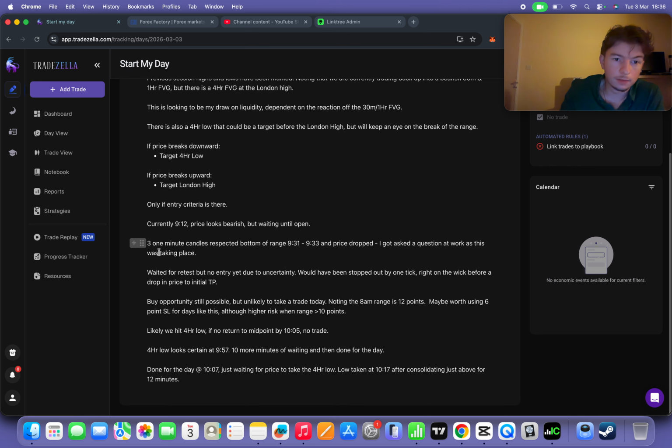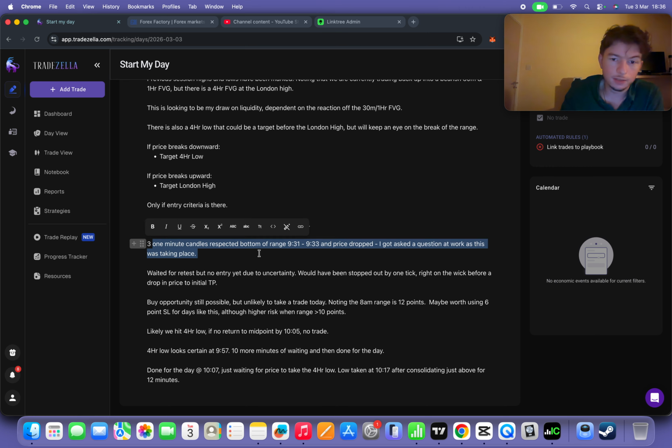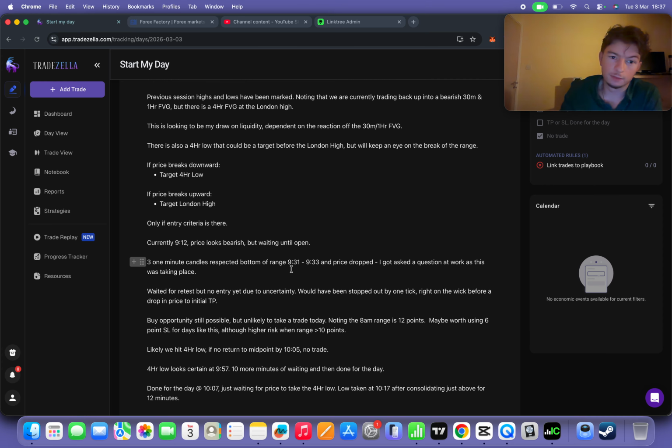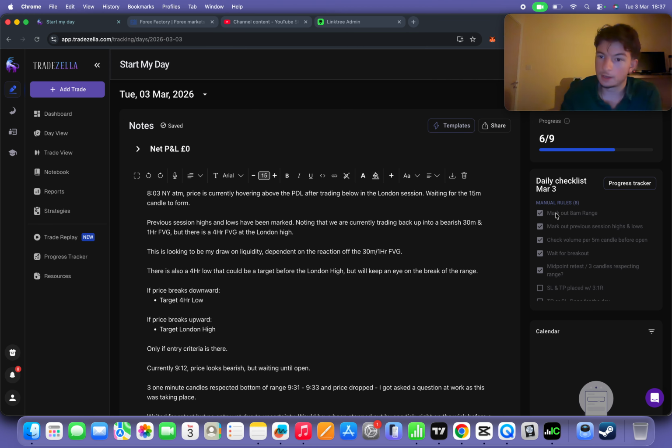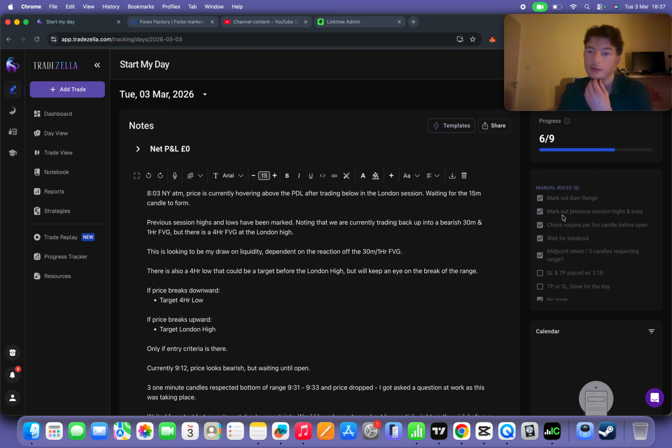Yeah, as I mentioned, from 9:31 to 9:33 there were three 1-minute candles respecting the bottom of the range, and price dropped. I got asked a question at work as this was taking place. That is this checklist here. I marked out the 8 a.m. range, marked out previous session highs and lows, and checked the volume per 5-minute candle before open. Pretty much all of them were above 1,000 volume. And then I waited for the breakout.